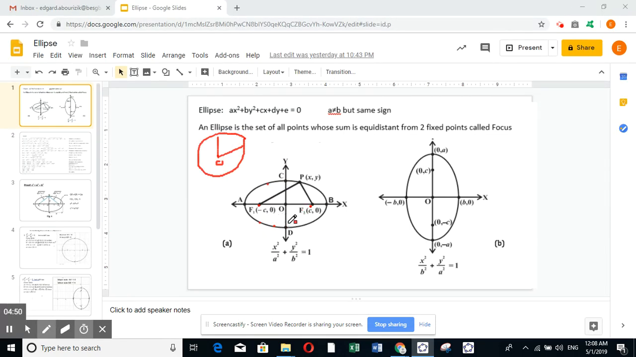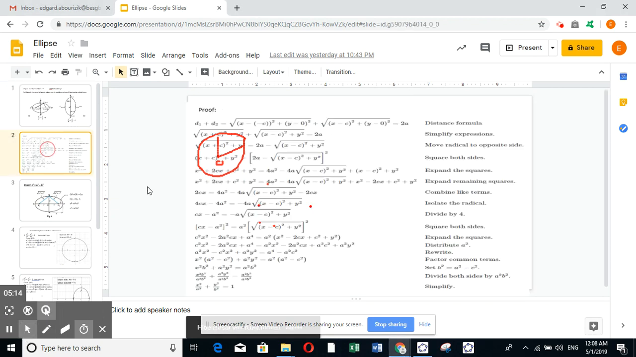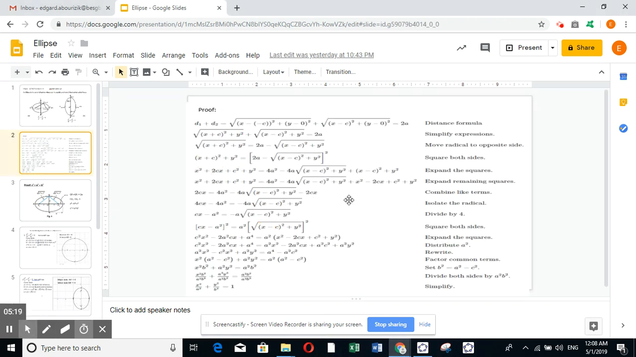Anyway, to start the equation, let F1 and F2 be 2 points, and this is the origin, the midpoint of F1 and F2. Let us denote by c the coordinates of the first focus, c and minus c. If you pick any point M, the sum of the distances is equal to a constant value. Let this constant value be 2a. This is the proof, and you're not responsible for it. At the end, we have this equation.